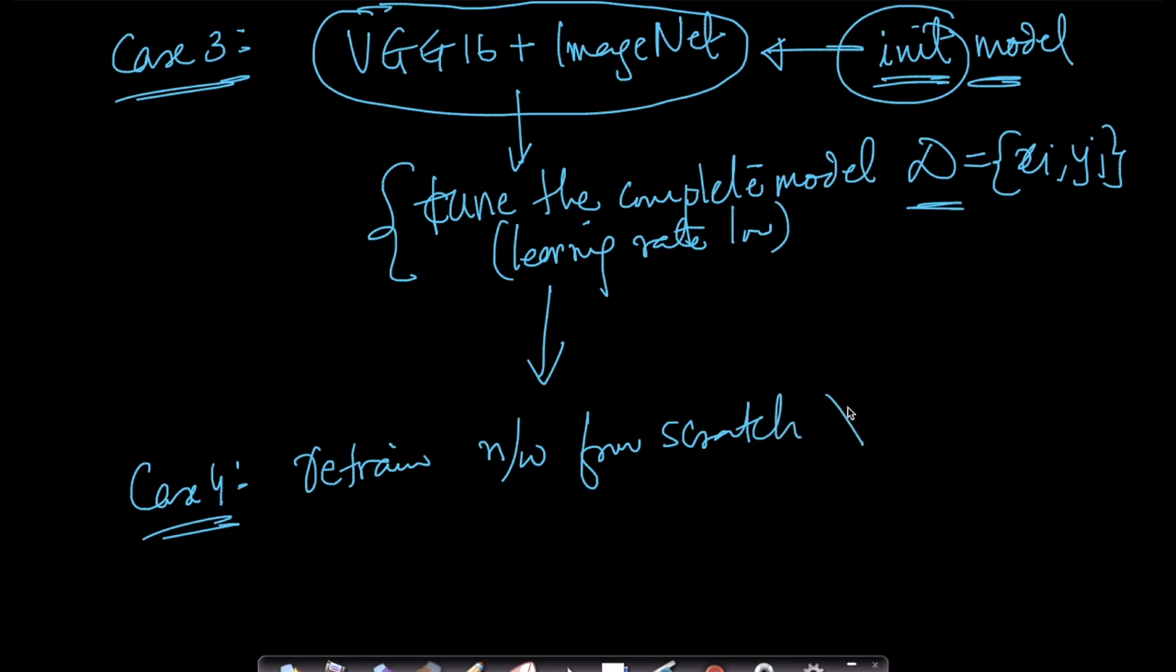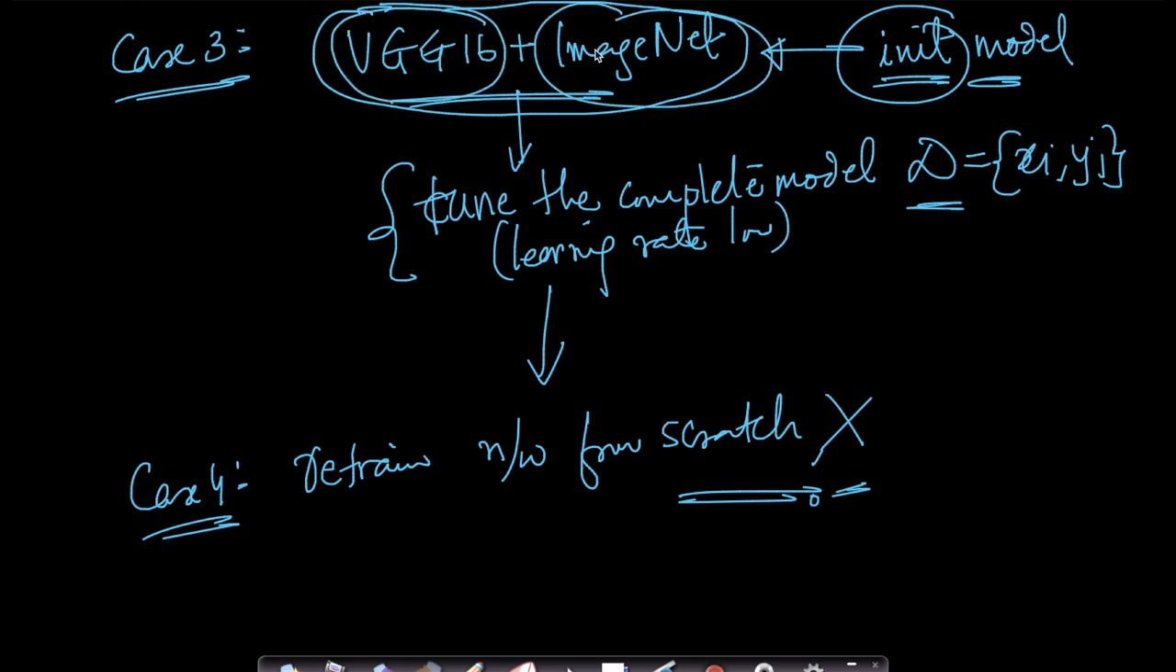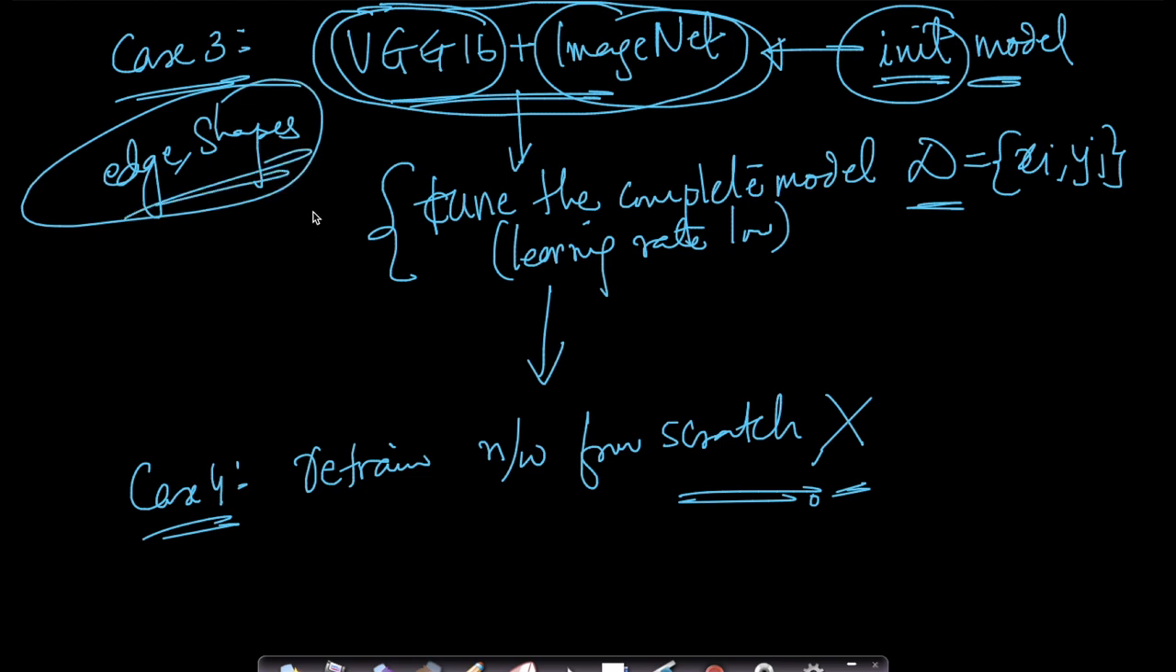And most people don't do this because this is very expensive. Because you have somebody who has taken weeks together on some of the world's most advanced GPUs and trained a whole model for you. Why dump everything, right? Because at the end of the day, simple things like edges and simple shapes are still critical for all object recognition tasks, right? So why dump everything? This is something that very, very few times you end up doing.